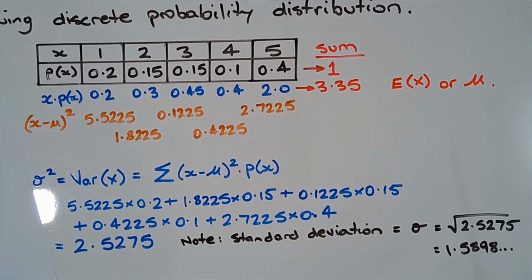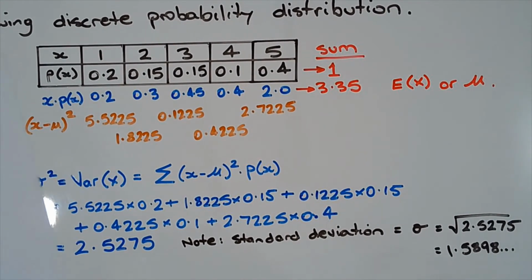Now, just as a side note, the standard deviation is just the square root of the variance. So the variance was 2.5275, take the square root of that, and that gives us the standard deviation, which is around 1.5898.